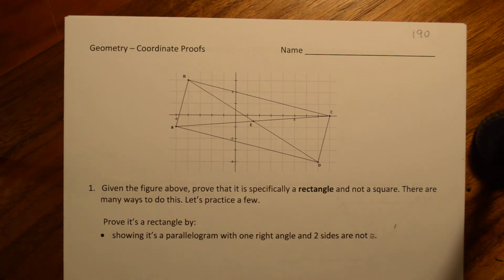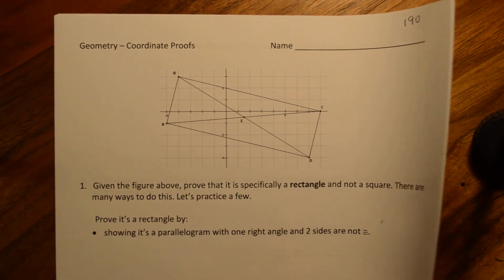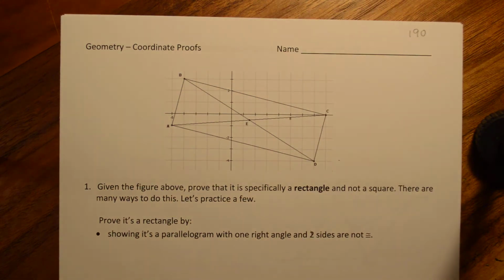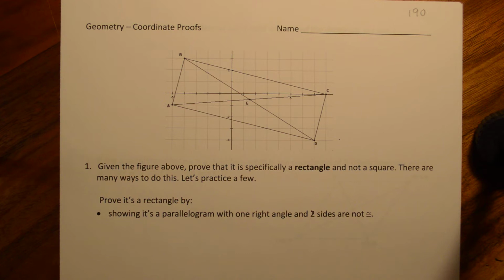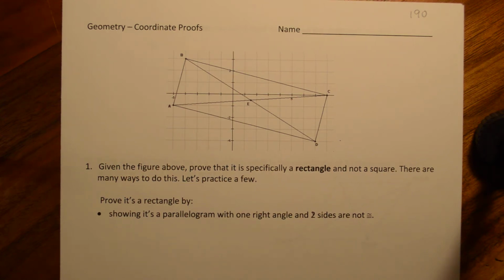Okay, so let's take a look at pages 190 through 192. So the first problem here says, given the figure above, prove that it is specifically a rectangle and not a square. And there are several ways to do this, and we're going to do a few of them.